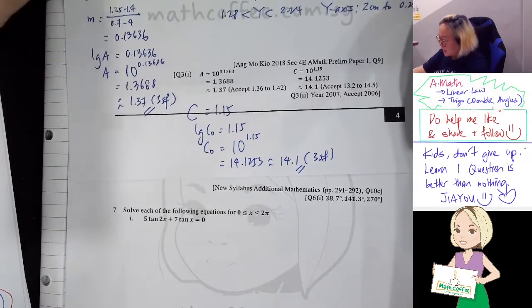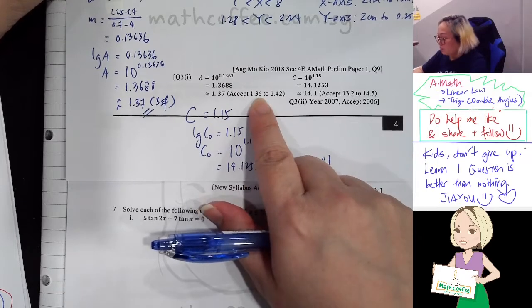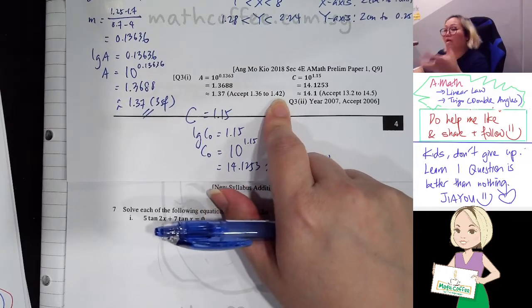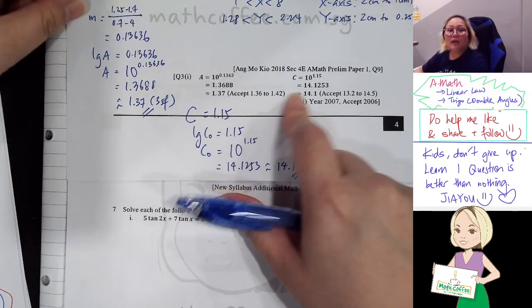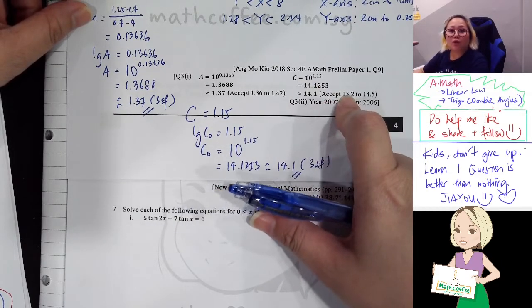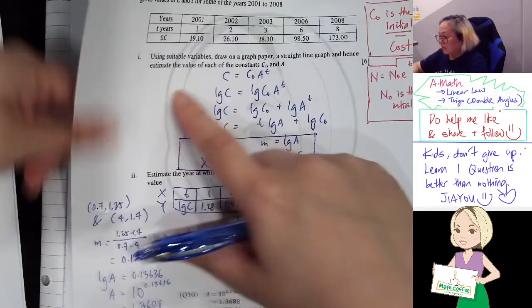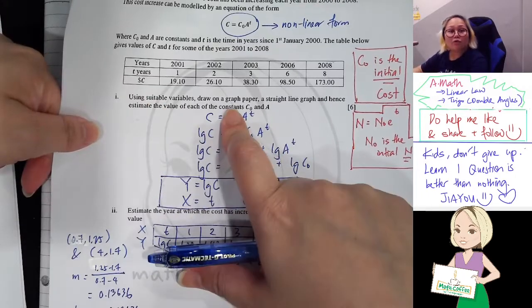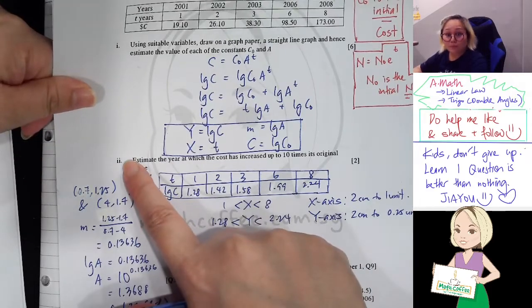And over here, for the big A, you can accept a value between 1.36 to 1.42, because your value might not be the same as mine, because your best fit line might not be the same as mine. Then my answer is 14.1, but we can accept 13.2 to 14.5. Okay, so we are done with actually just part 1, because I only use my graph to find my C naught and A. Now part 2.